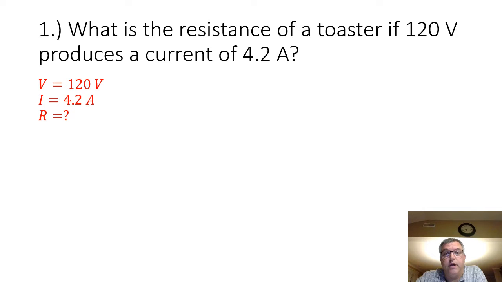So if we're given the potential difference and the current, and being asked to find the resistance, we're going to want to use Ohm's law, V equals IR. We want to solve for the resistance, so we want to isolate that. We're going to multiply both sides of Ohm's law by the current. We're going to get R equals V divided by I. We substitute in our known values, our voltage of 120 volts, our current of 4.2 amps. Do the algebra, and we should get a resistance of 29 ohms.